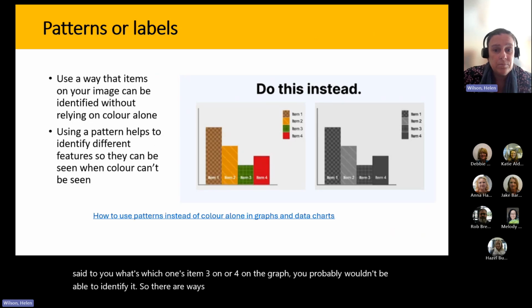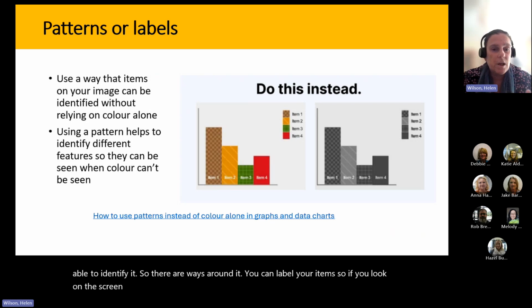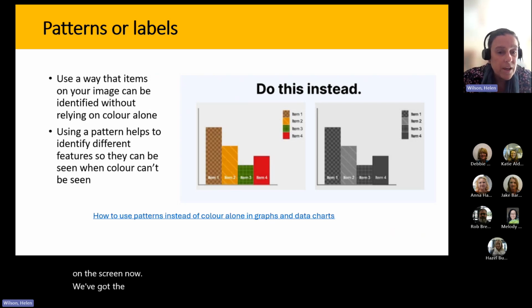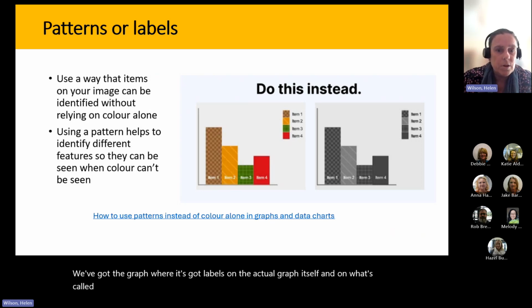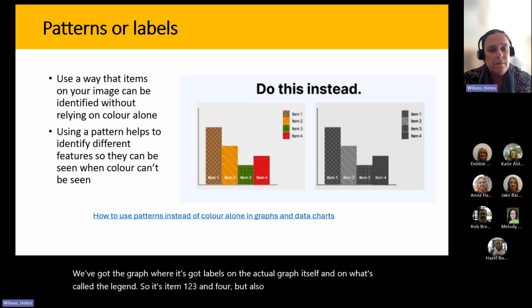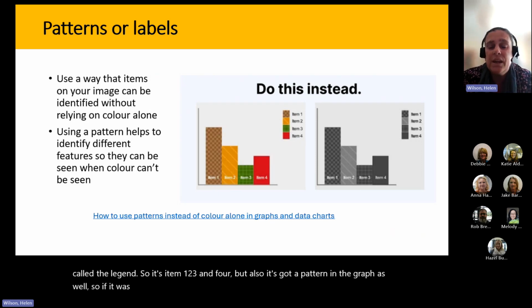So there are ways around it. You can label your items. If you look on the screen now, we've got the graph with labels on the actual graph itself and on what's called the legend. So it's item 1, 2, 3, and 4, but it's also got a pattern in the graph as well. So if it was printed in black and white, even without labels, you can differentiate between two different things.